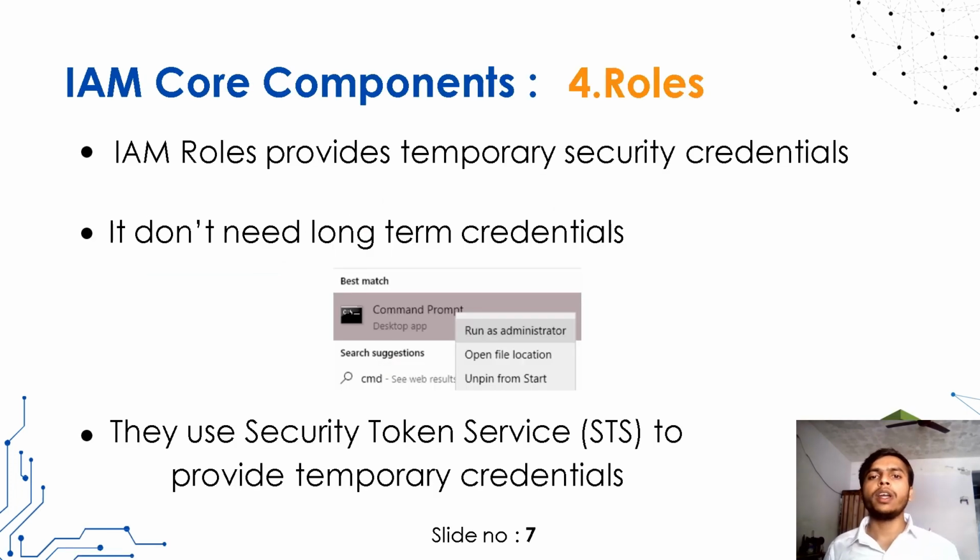Fourth one is roles. It is mainly used for providing temporary security credentials for a short-term duration. Here, we try to run command prompt as an administrator. Here, administrator itself is one particular role. IAM roles use the Security Token Service for providing the temporary credentials. Means, you are visiting one particular place. The authority of the place gives you a visiting card for using all the services for a short-term period. Consider this visiting card as a token.